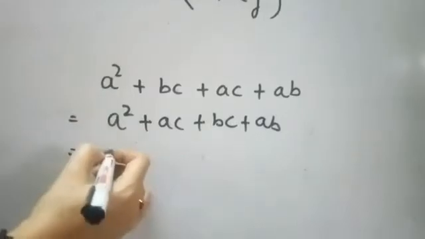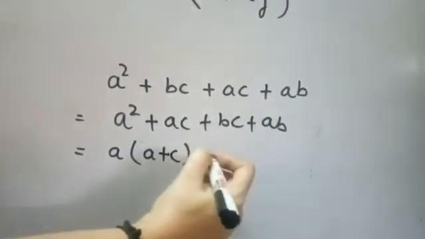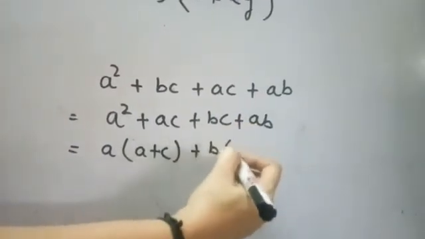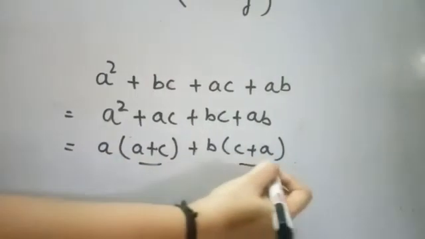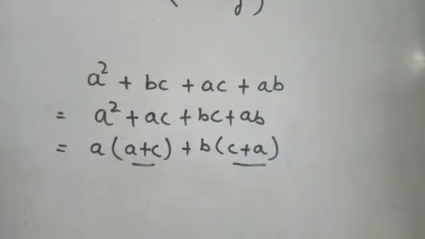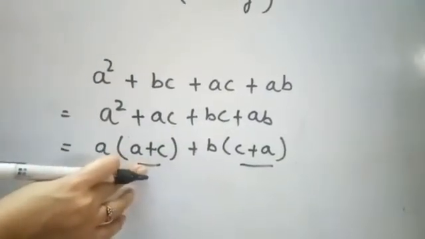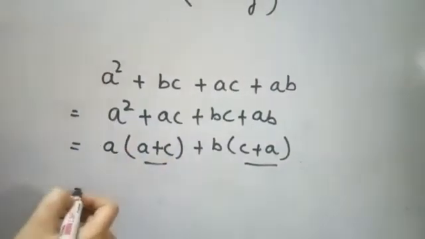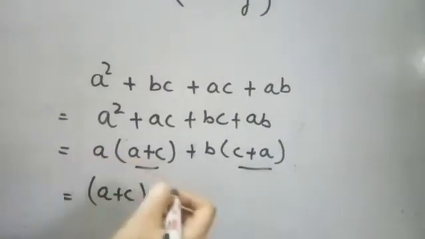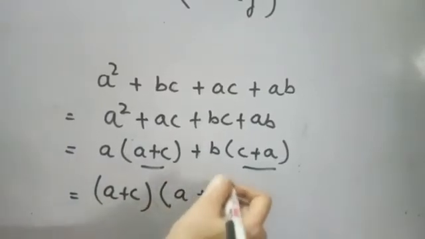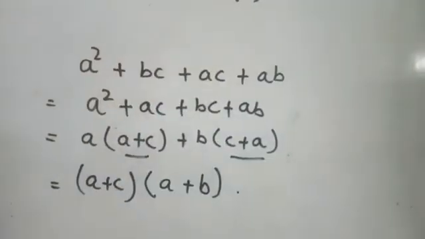Now from these two terms, if I take out common a, what is left? a plus c. From these two terms, what is common? b, leaving c plus a. Now a plus c and c plus a are both the same, so you are getting a common binomial factor a plus c. After taking out a plus c from these two terms, in the first term we have a and in the second a plus b, and the HCF of a and b is 1, so this is your answer.